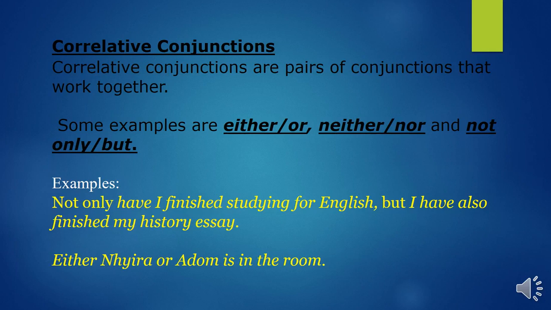Now, example 2. Either Inshira or Adom is in the room. So the correlative conjunctions either or correlate two nouns, Inshira and then Adom. Either or.